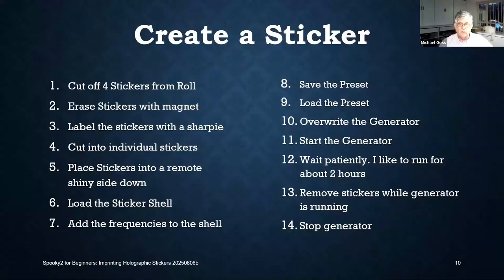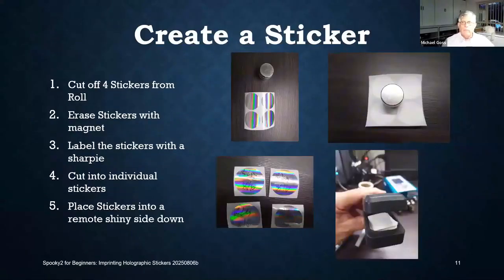It's that simple, and we're going to do it a couple times. So here's the screen version of what we're doing. I cut 4 stickers from the roll. I erase them with a magnet. This is my magnet over here on the right. And this happens to be some really powerful magnets. I've used refrigerator magnets if that's all I have at the moment. Then I actually label them and then cut them up.